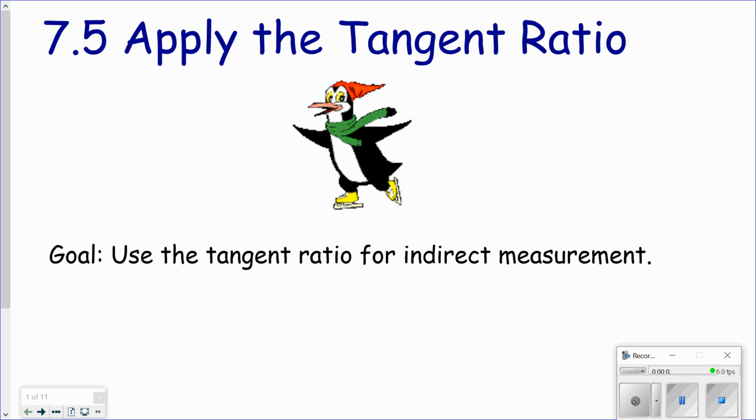Hi everyone, today we are going to start 7.5, which is apply the tangent ratio. And our goal is to use the tangent ratio for indirect measurements.